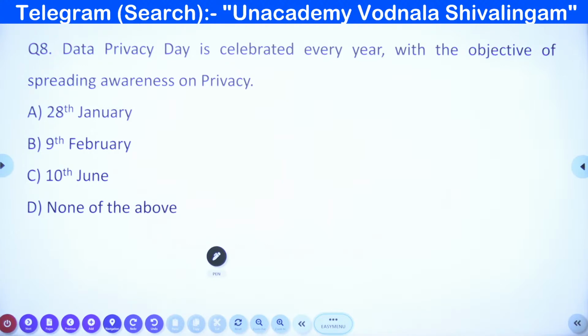Next, National Educational Alliance for Technology. Previously there was a question on the full form.